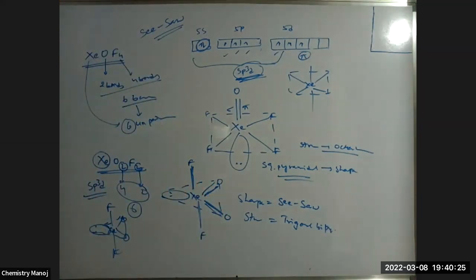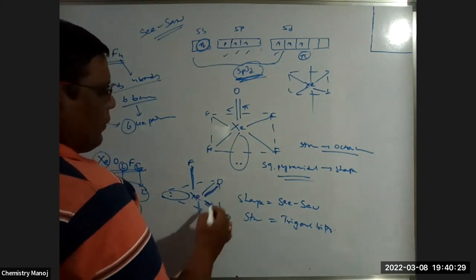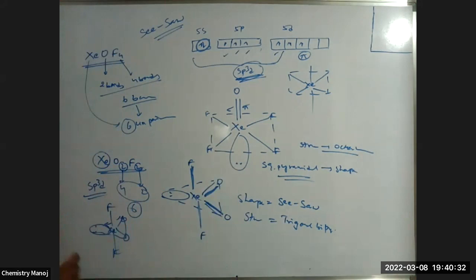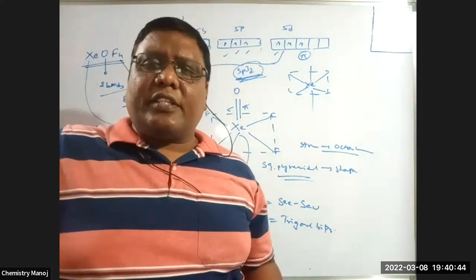Shape is seesaw shape. How many pi bonds are here? 2 pi bonds. Both the pi bonds are p pi d pi bonds. Correct or wrong? Correct, sir. Clear. So like this, you can design any structure.